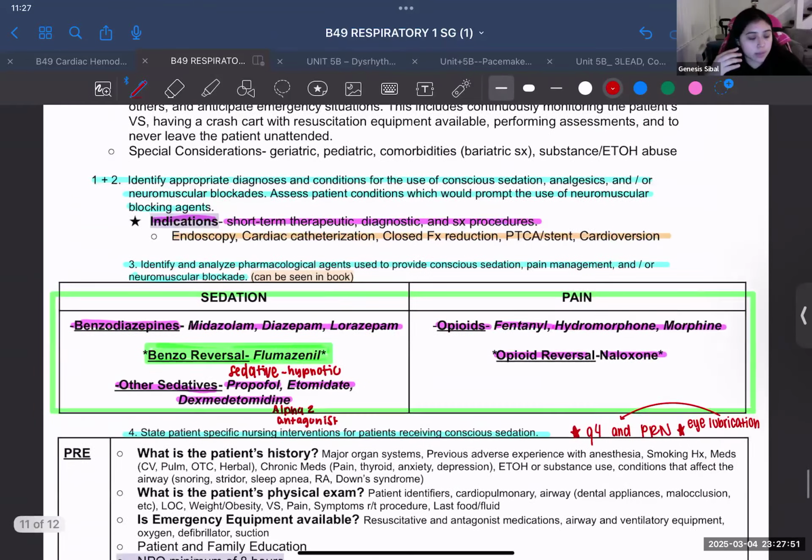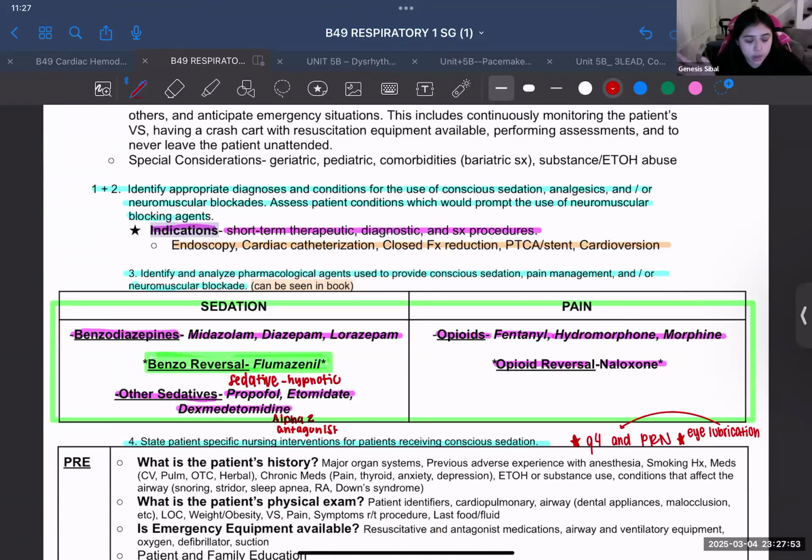But really, I think the only other thing you have to know with this section is Q4 and PRN for eye lubrication. She hits on this a lot, but it has to be both Q4 hours and PRN. I swear I forgot about this and I don't have it here on the study guide because I forgot. And she mentioned it like 2 times and I was like, yep, you're right on that. I'm going to give that. Yep, that was definitely my mistake. So remember Q4 and PRN.